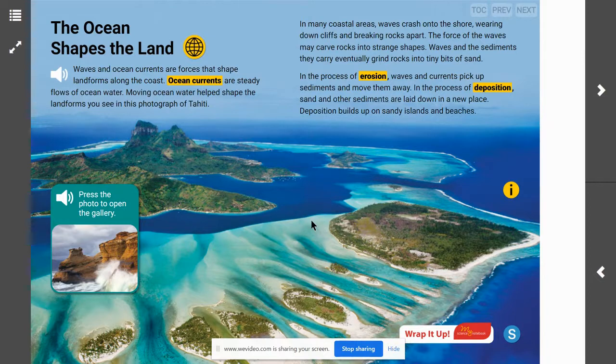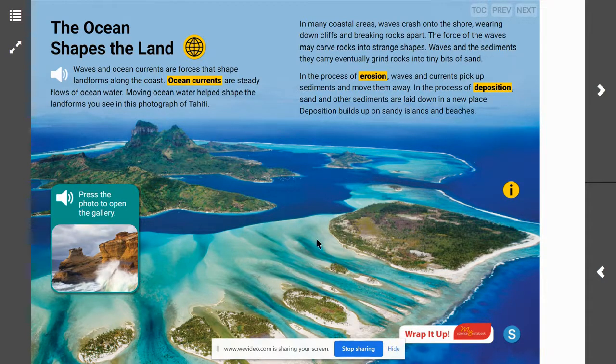So if we go back to our text, what is an ocean current? Ocean currents are steady flows of ocean water. Ocean currents are like rivers within the ocean that move water from place to place. How do waves and currents affect the formation of landforms? Currents and waves carry sediments from one place to another. Waves break apart the rock into tiny pieces. They carve the rock into cliffs along the coast.